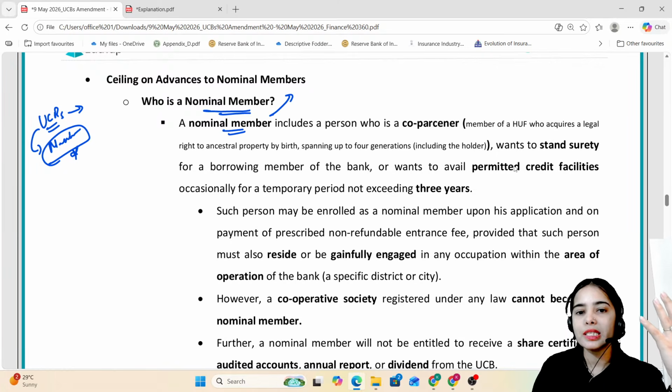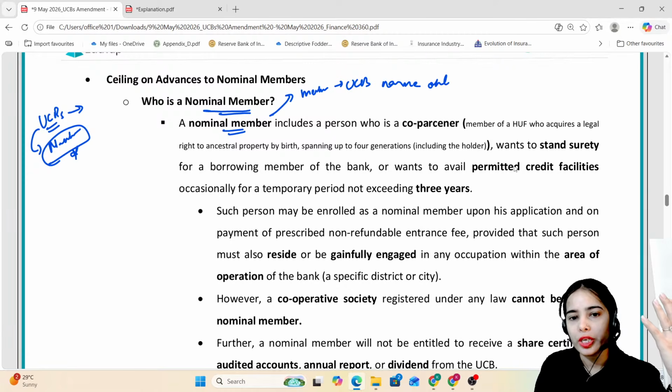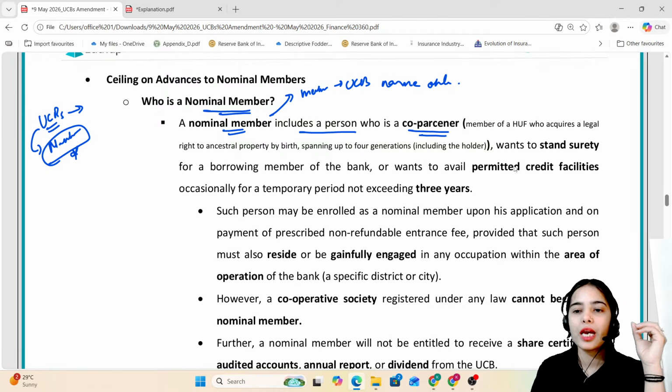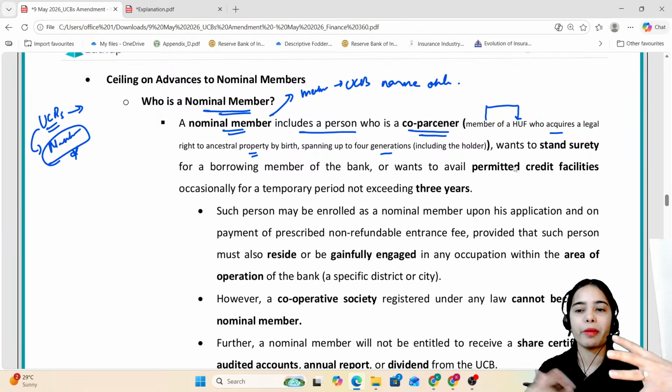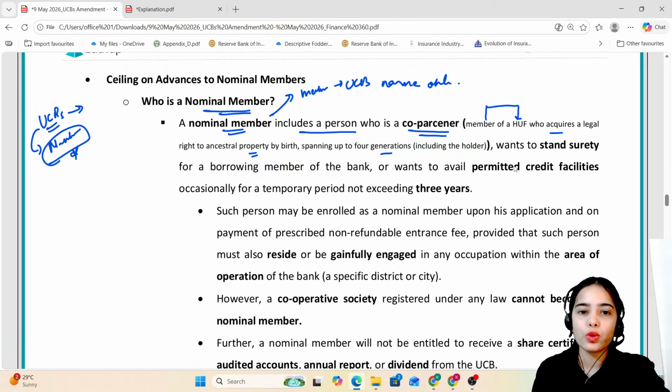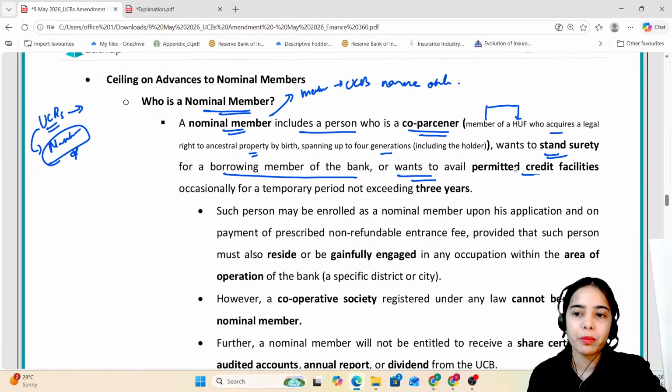A nominal member is a member who is a member of the urban cooperative bank in name only. So nominal member includes a person who is a co-partner. Co-partner means a member of a Hindu undivided family who acquires a legal right to ancestral property by birth, spanning up to 4 generations. So a co-partner is nothing else, it is a member of a Hindu undivided family. So nominal member includes a person who is a co-partner, wants to stand surety for a borrowing member of the bank, or wants to avail permitted credit facilities occasionally for a temporary period not exceeding 3 years.